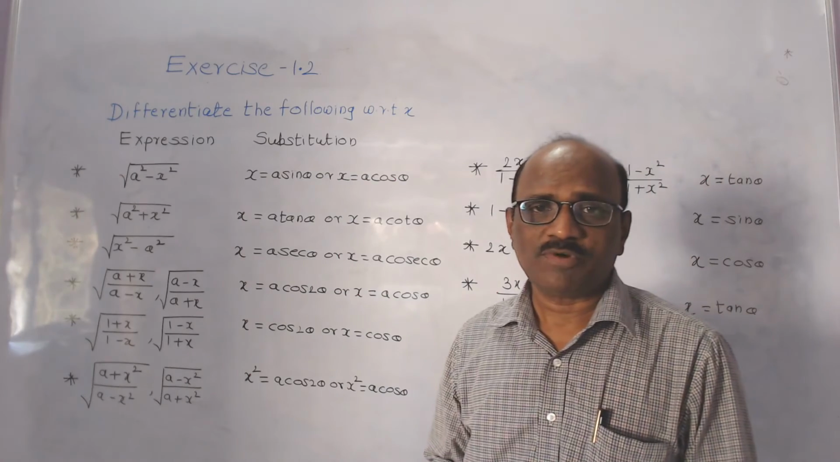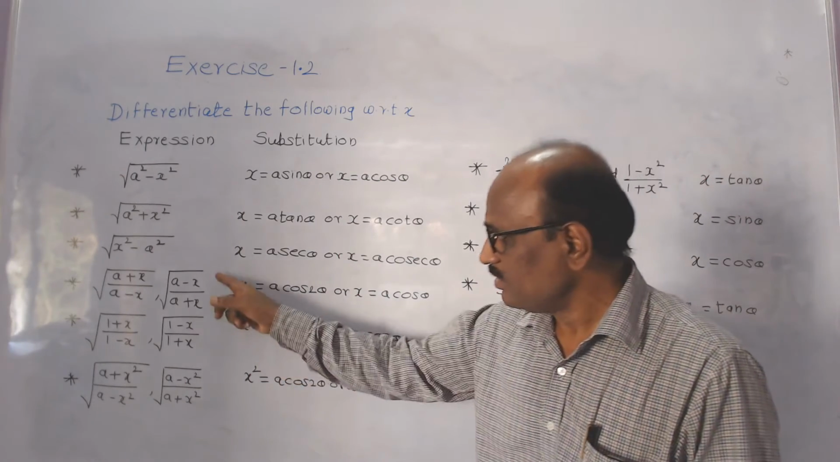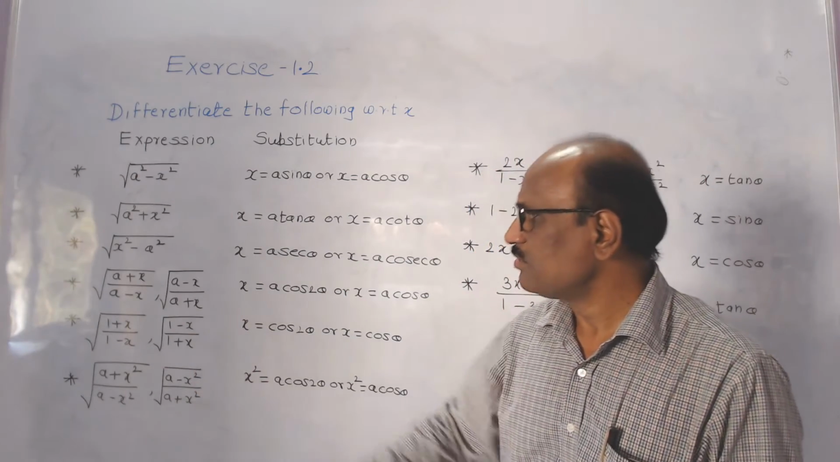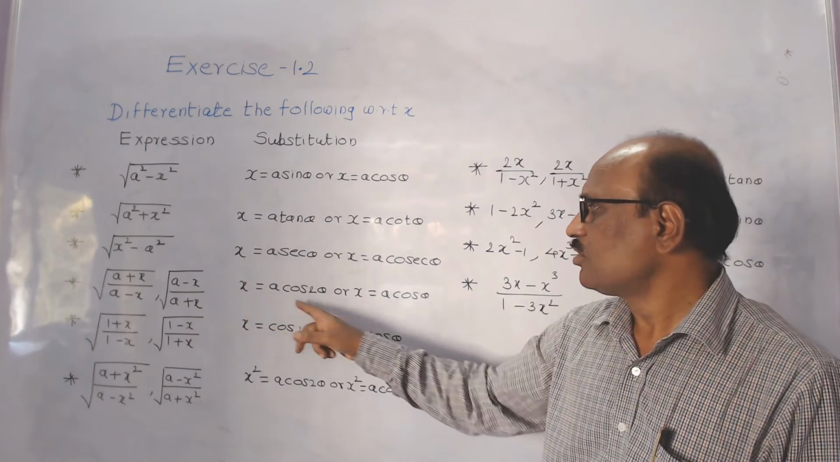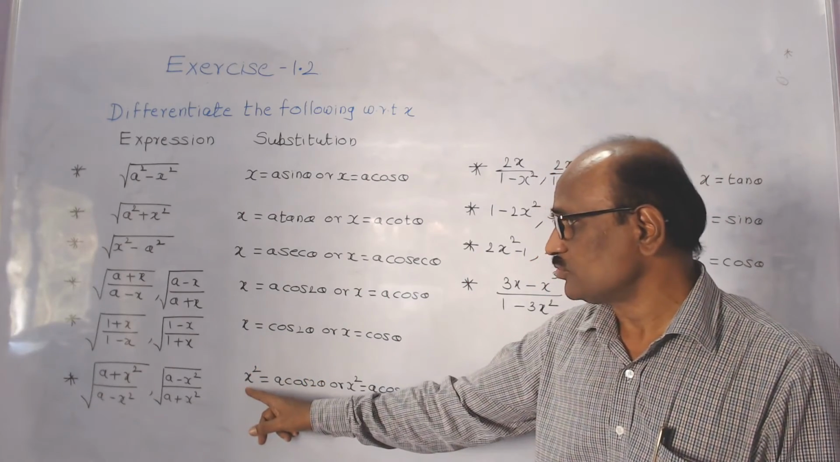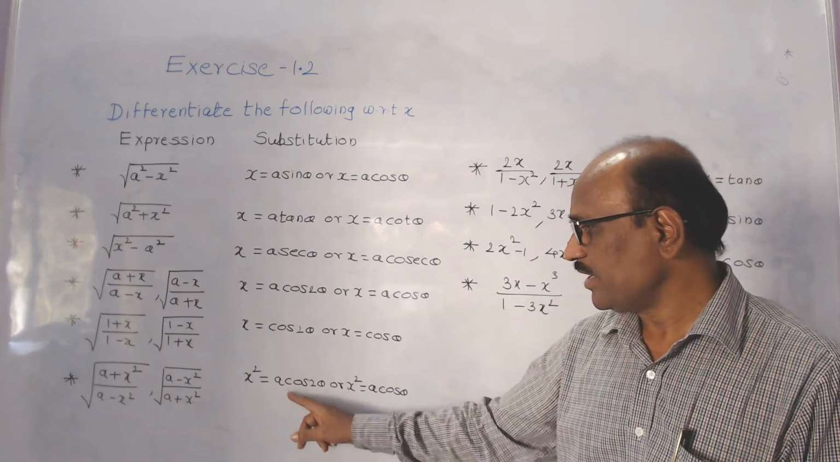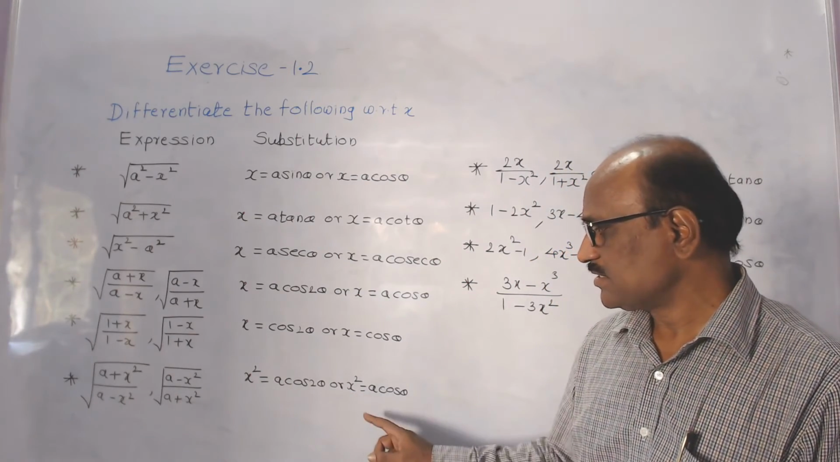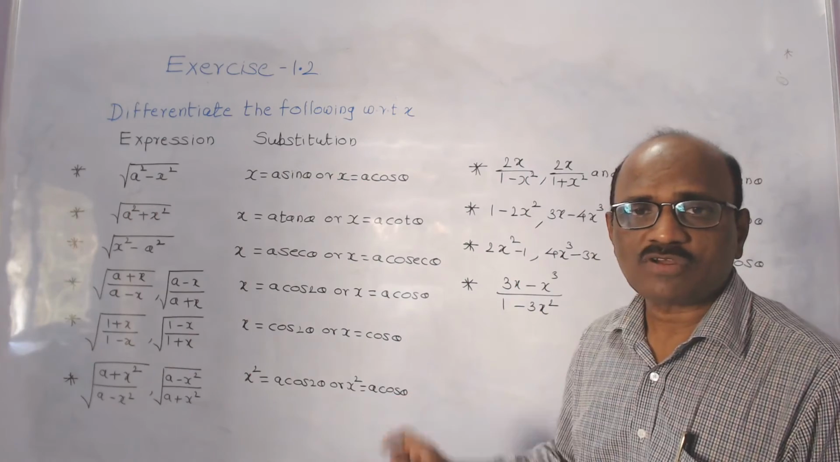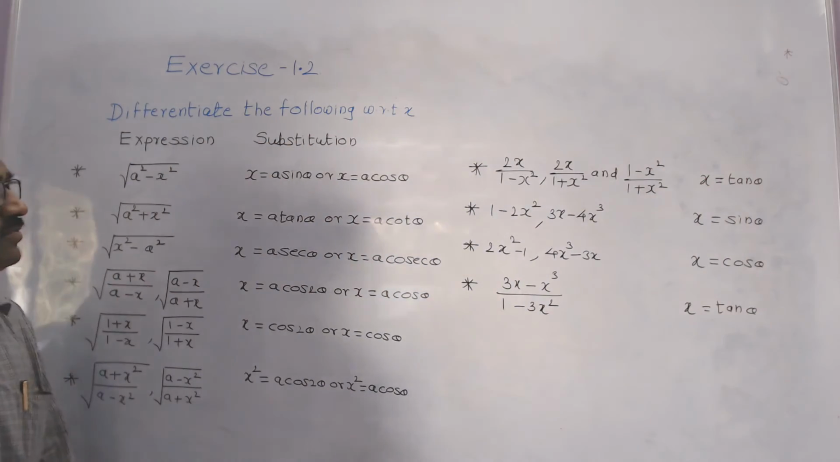Next is also very important. These are similar substitutions. See this here, 1, 2, 3. Okay, x is equals to a cos of 2 times theta, x is equals to cos of 2 times theta, x square is equals to, okay, here is x square, that's why here taken x square is equals to a cos of 2 times theta or x square is equals to a cos theta. These are the substitutions.